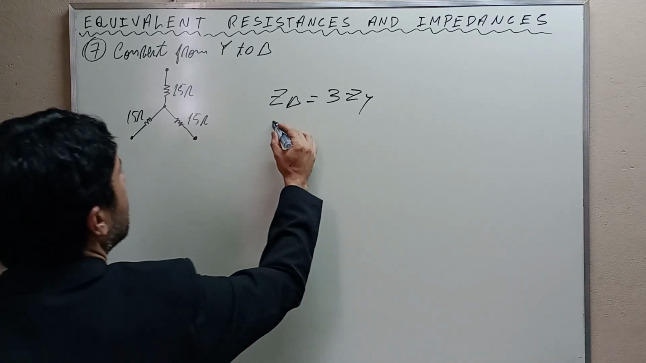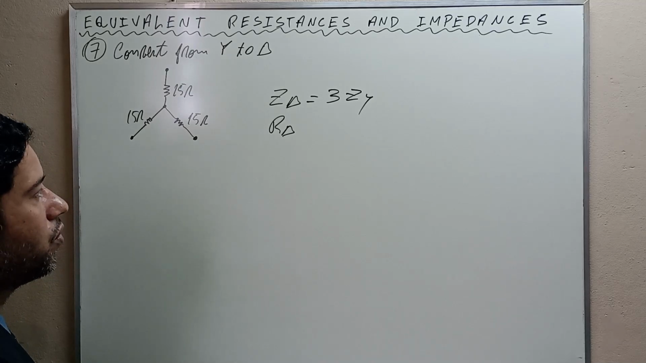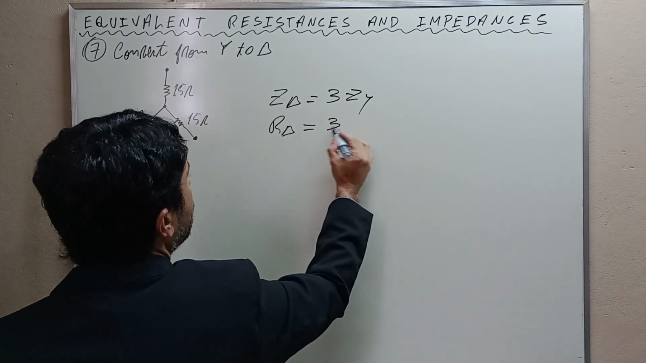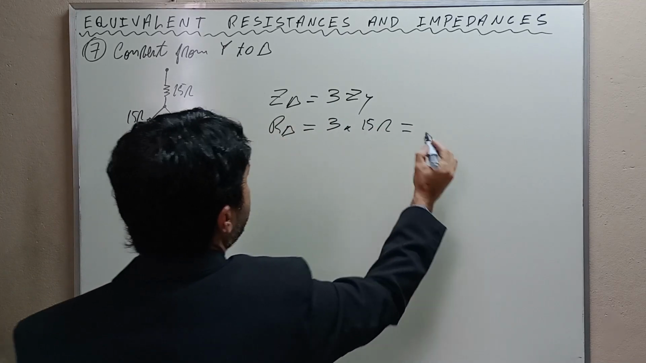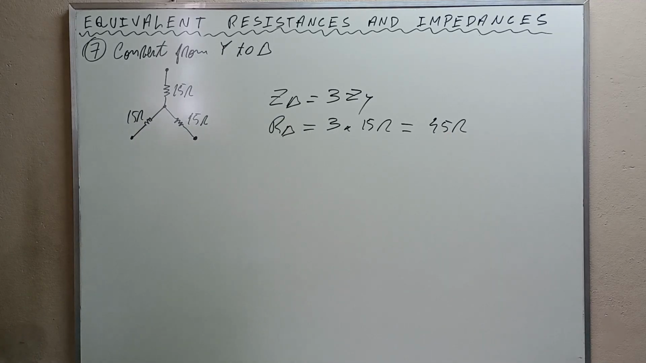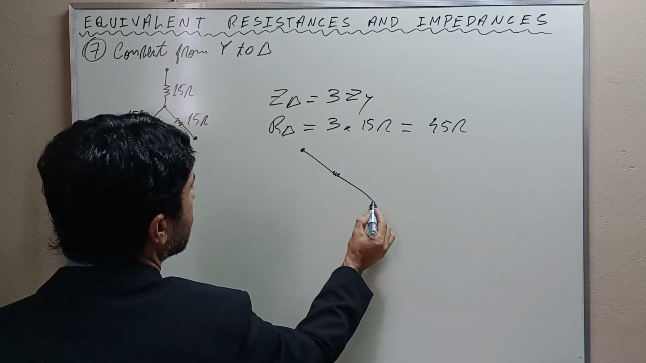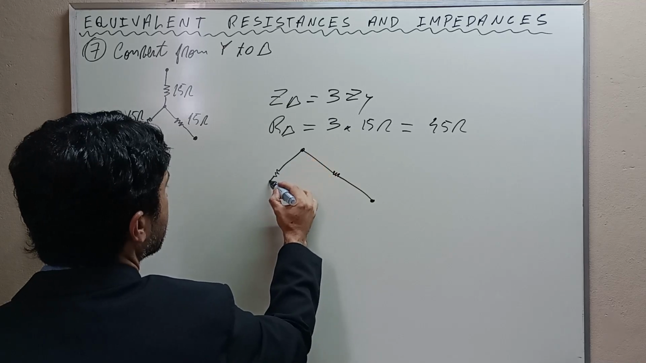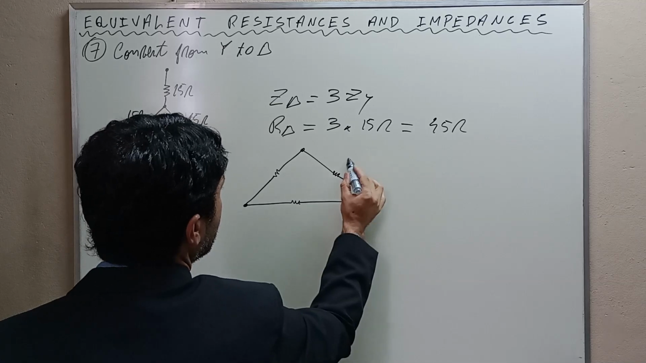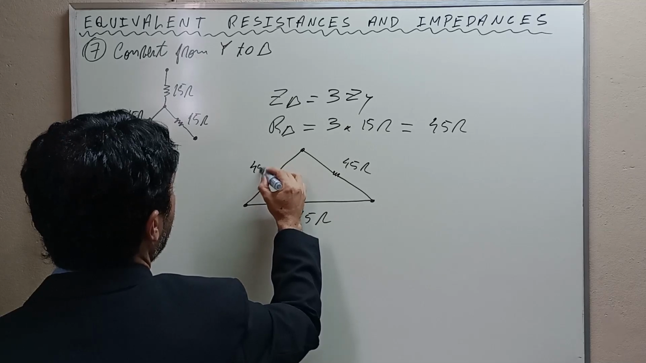Thus, the equivalent resistance of the delta connection will be, we simply multiply this by 3. 3 times 15, which is equal to 45 ohms. Converting it to a delta, it becomes 45, 45, and 45.